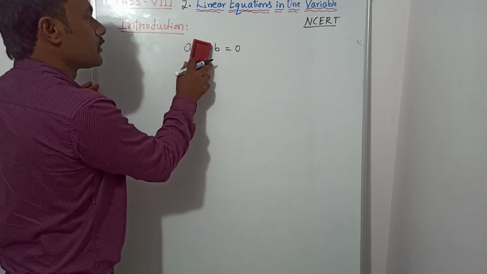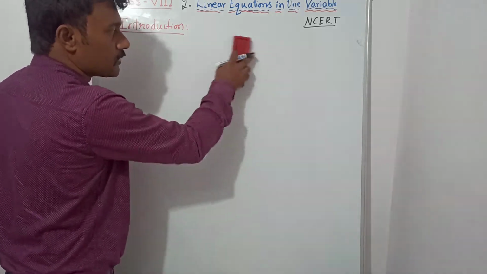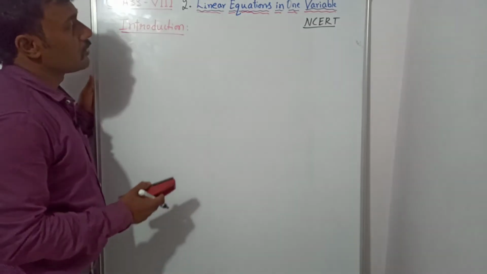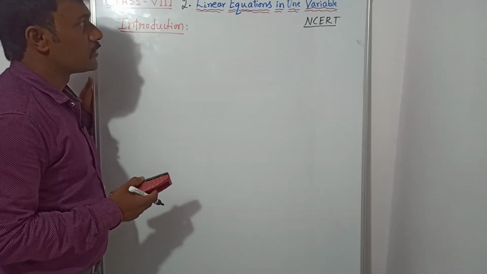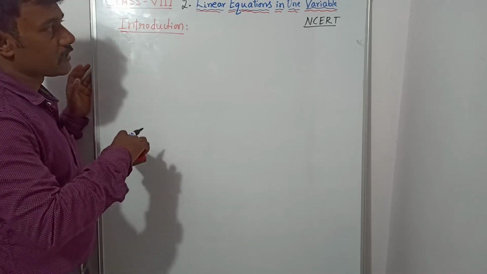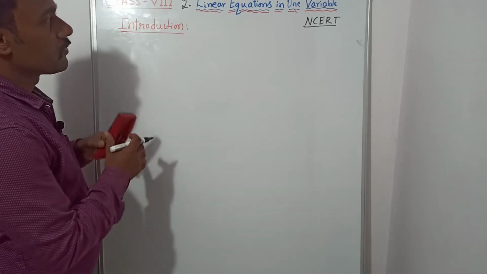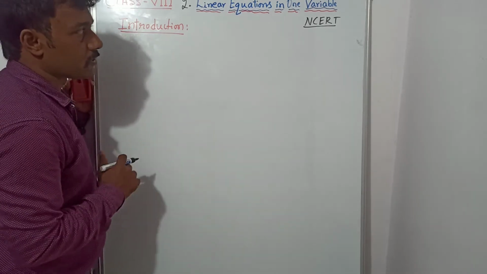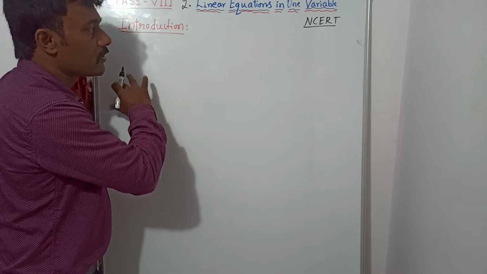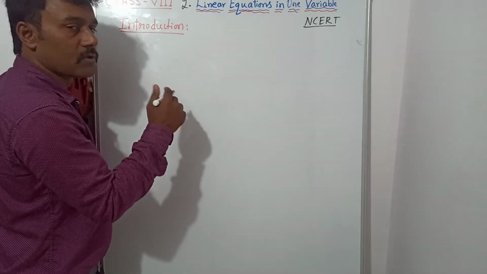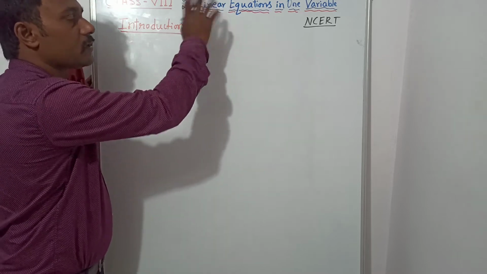Here we have some questions. In the previous classes you have studied terms, variables, constants, like terms and unlike terms, everything. So by using them we need to start this chapter. See, terms are combined to make one expression, and if that expression is equated to some value, then it is called an equation.